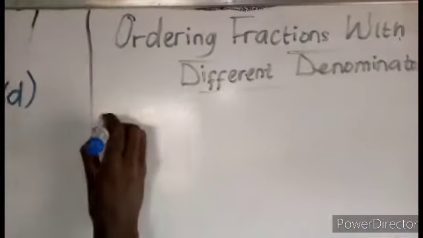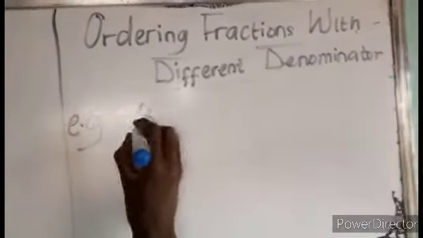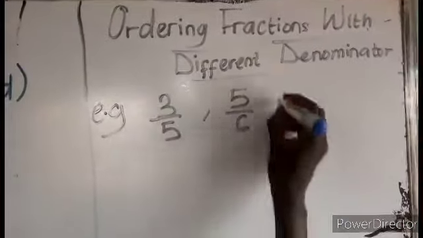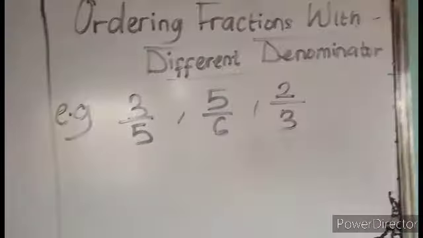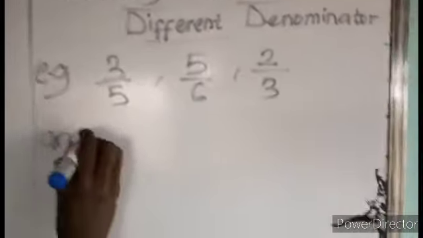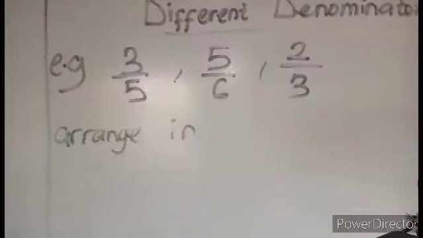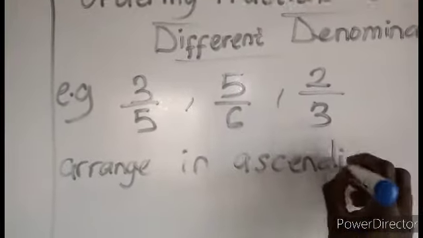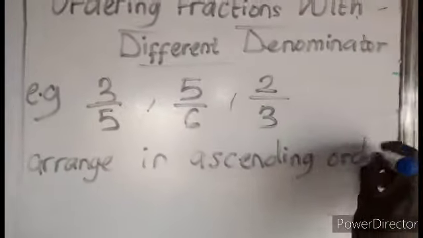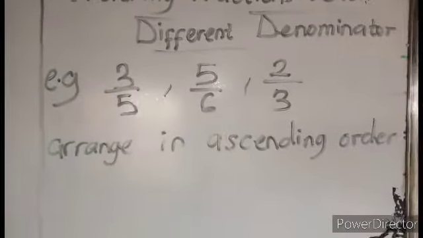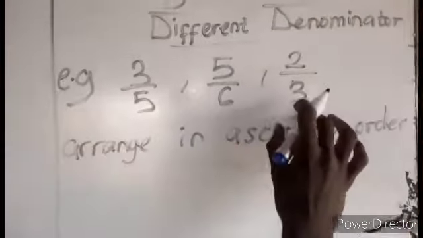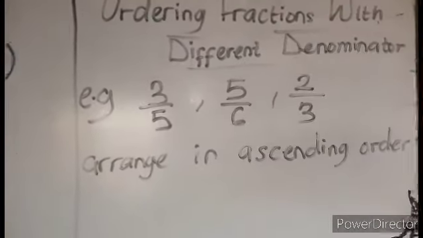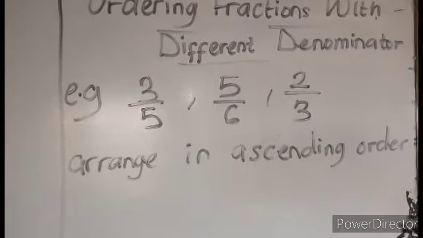Now let's take, for example, we are given the question 3 over 5, 5 over 6, and 2 over 3. We are to arrange in ascending order. Now listen attentively here. Since our denominators are different, we have to be very careful and follow the steps I'm going to be giving here.